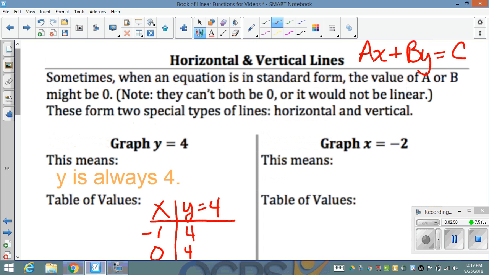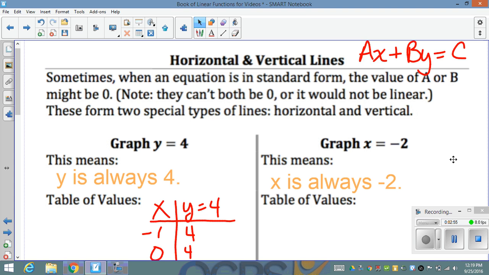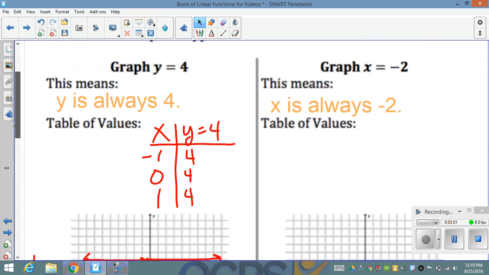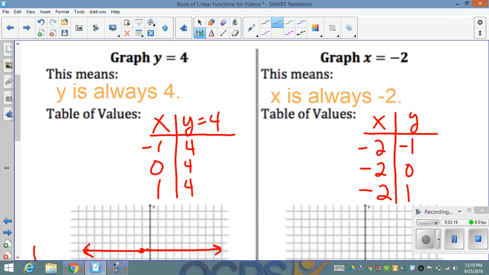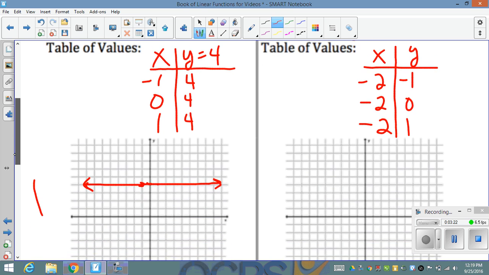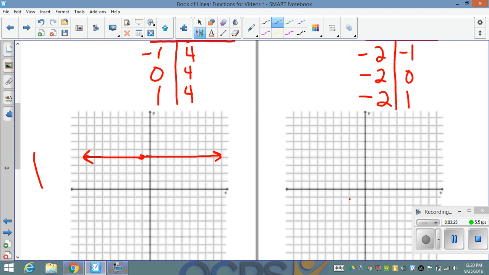Let's take a look at our graph of x equals -2. So again, what this means is x is always -2. When I do my table of values for this one, I can't use -1, 0, and 1 because x is always -2. So I'm going to randomly choose my y values this time, since my x values always have to be -2. So -2, -1 would be right there. -2, 0, -2, 1.